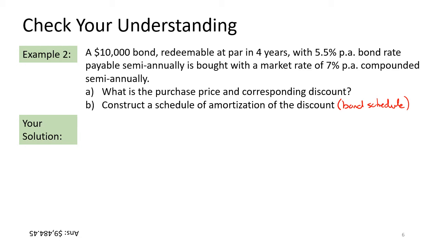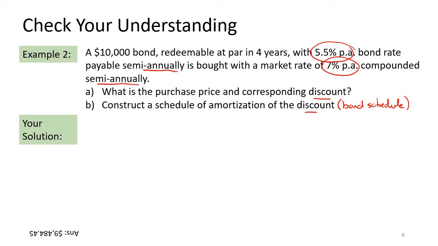So a couple things to notice here. The bond rate is payable semi-annually, and the market rate is also semi-annual. So this is a simple annuity. And another thing to note is that the market rate is higher than the bond rate. So that means that this bond should sell at a discount. Okay, you can see that in parts A and B, but it's just something for you to keenly notice. Okay, so notice that the value we get in part A should be less than $10,000.